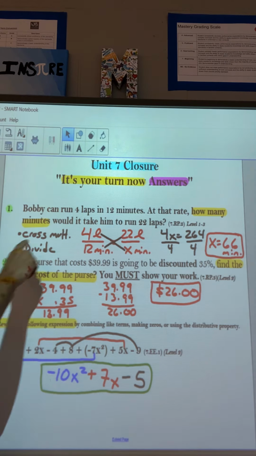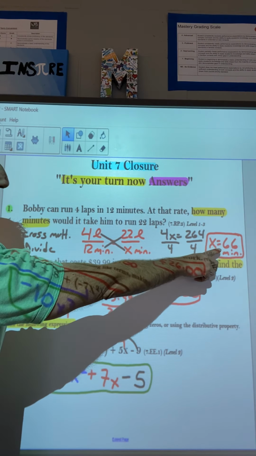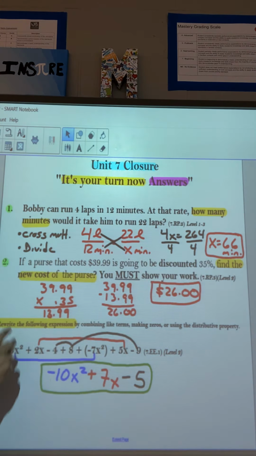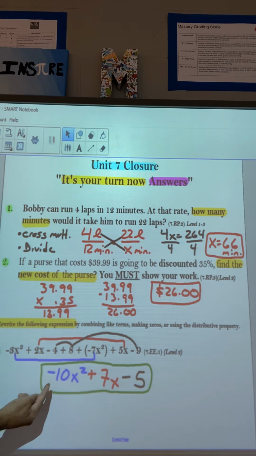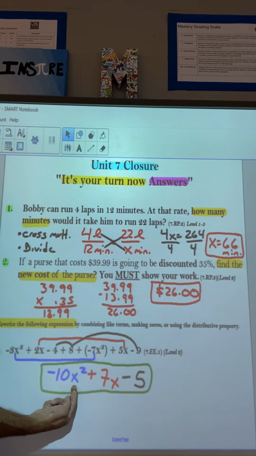And here's your answer key. So for the first one, you should have gotten 66 minutes. For the second one, the personnel cost $26. And for the last one, you get negative 10x squared plus 7x minus 5.